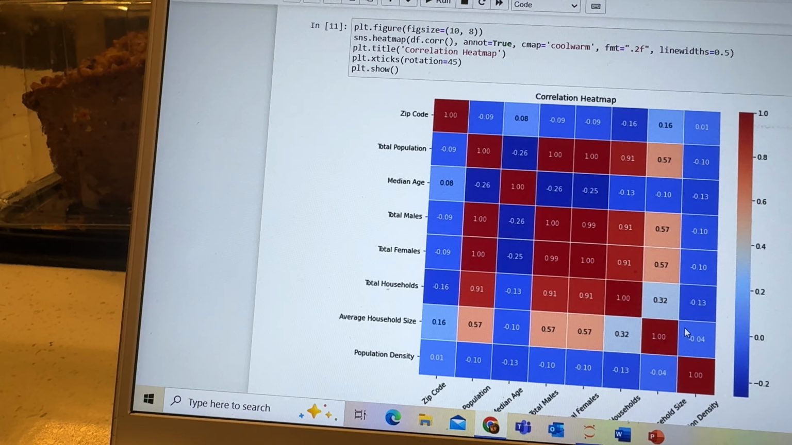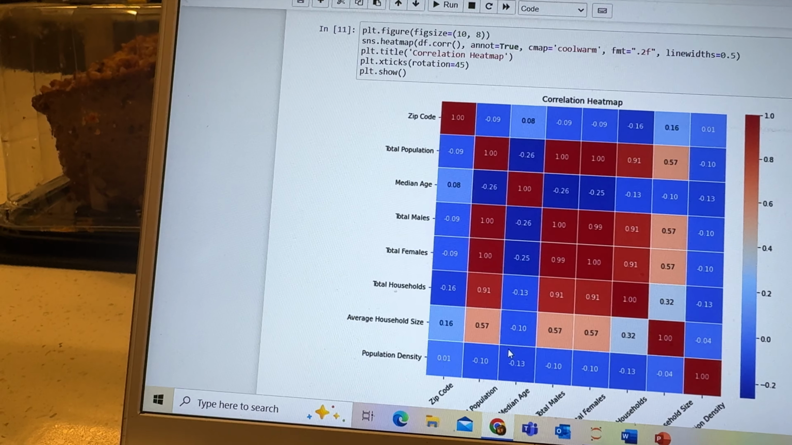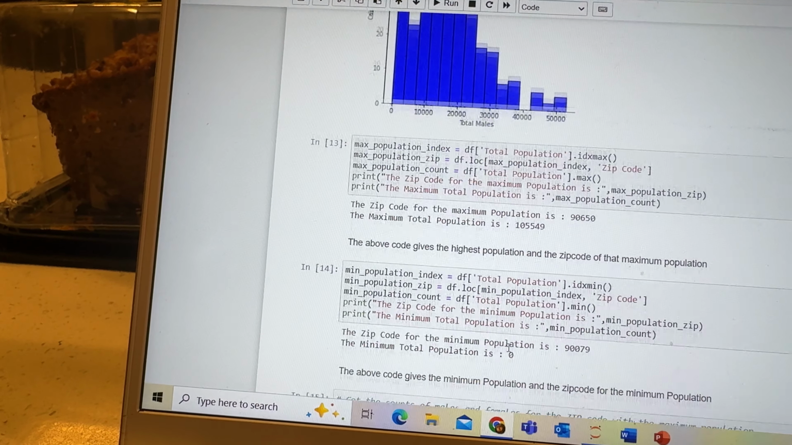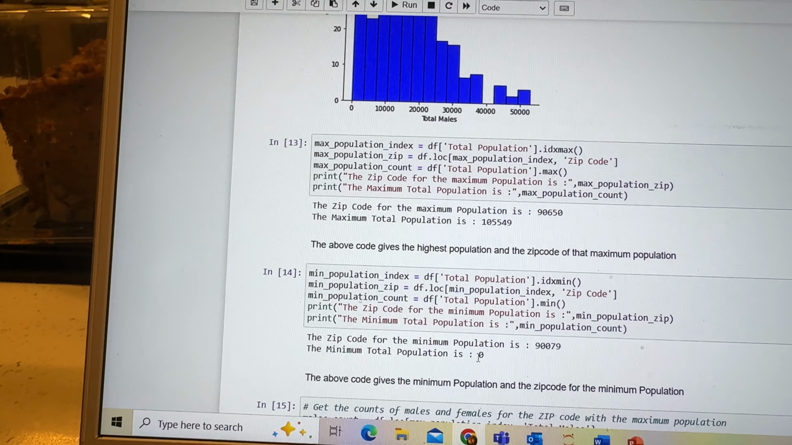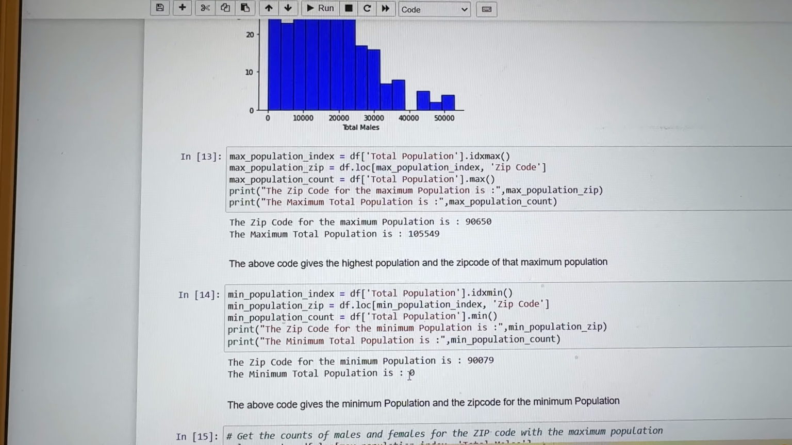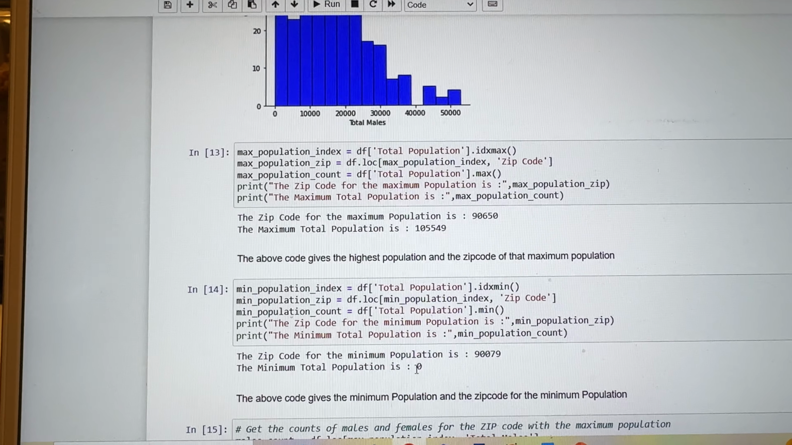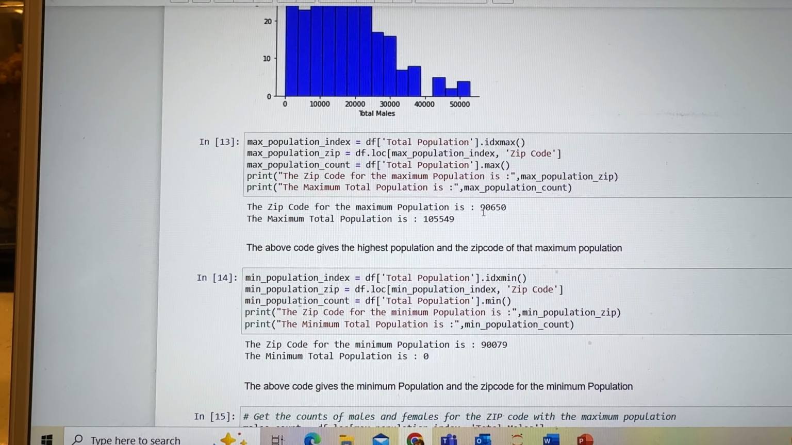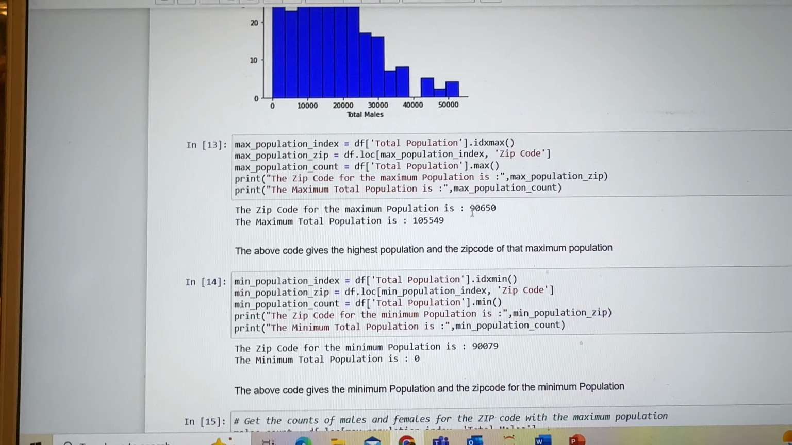And coming to the correlation heat map, the highest correlation is between total females and the zip code. And this is the code for identifying the zip code with the maximum population and what the maximum total population is. The maximum population is in the zip code 90650.